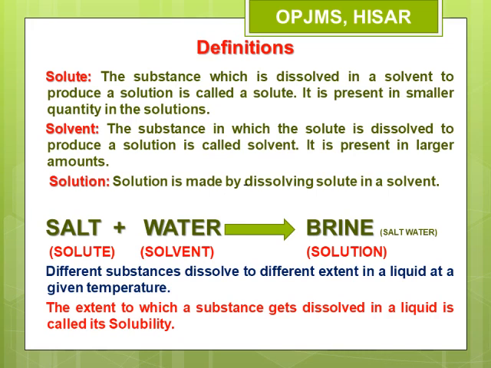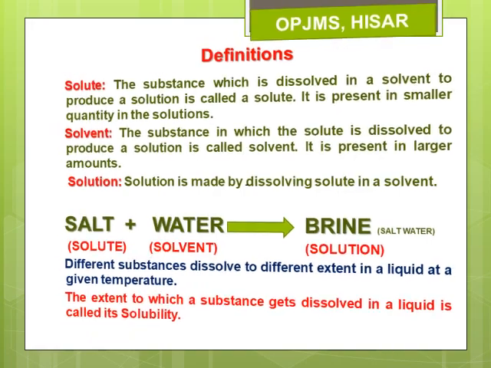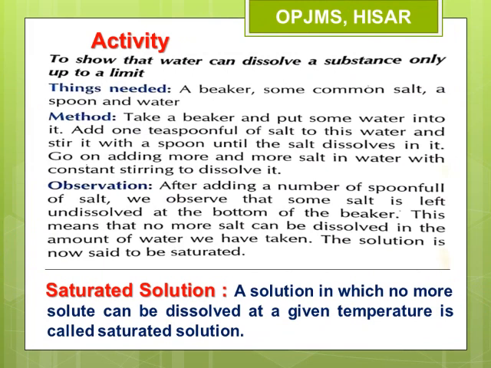Solute and solvent, they together make the solution. For example, when we dissolve salt in water, we get salt water, which is also known as brine. In salt water, salt is the solute and water is the solvent, and they together form the solution or the salt water. Now, water is known as a universal solvent because it can dissolve many substances in it. But of course, there is a limit up to which any substance can dissolve in water.